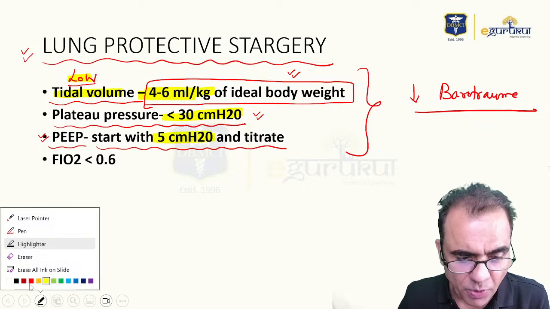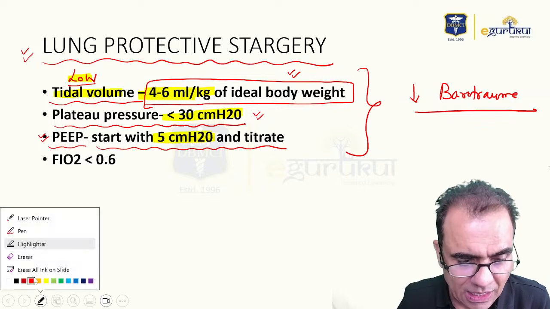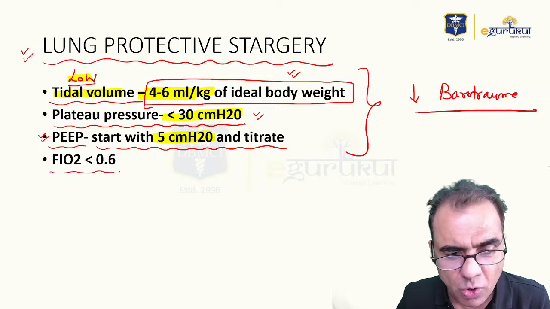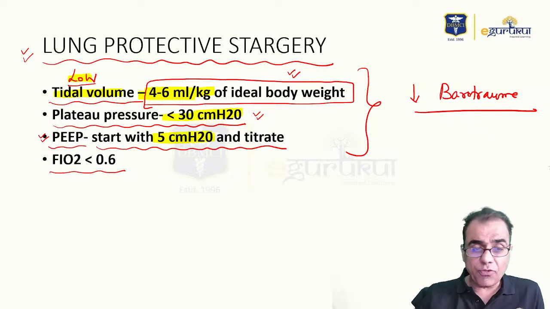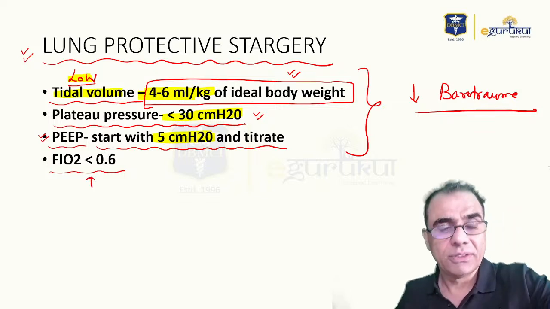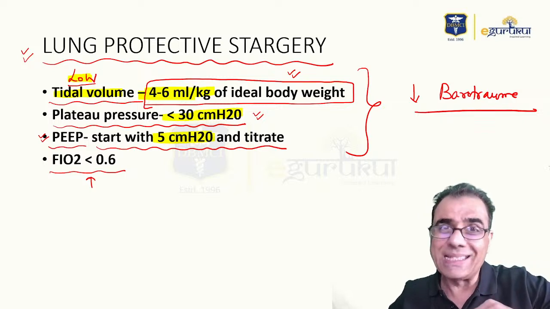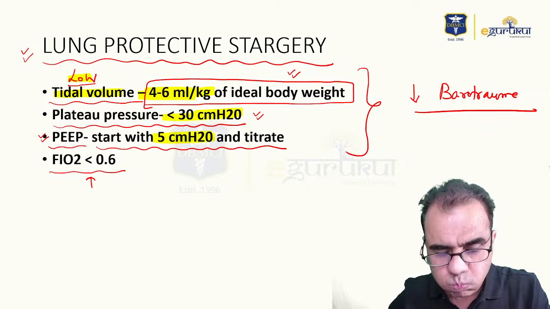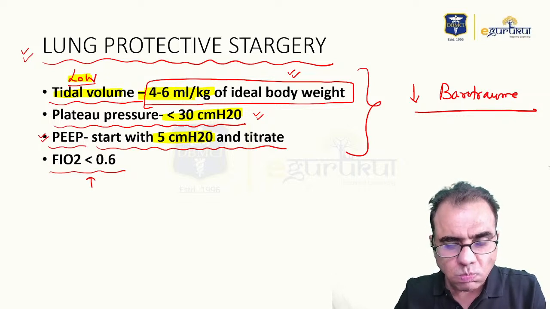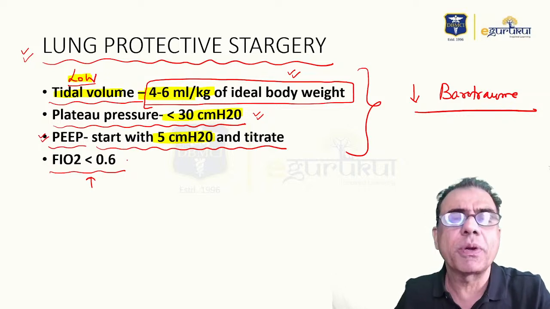Second thing, we have to protect the lung against hyperoxia, because you know that oxygen toxicity can cause irreversible ARDS. So therefore FiO2 should be less than 0.6, 60%. So this is to protect against hyperoxia.